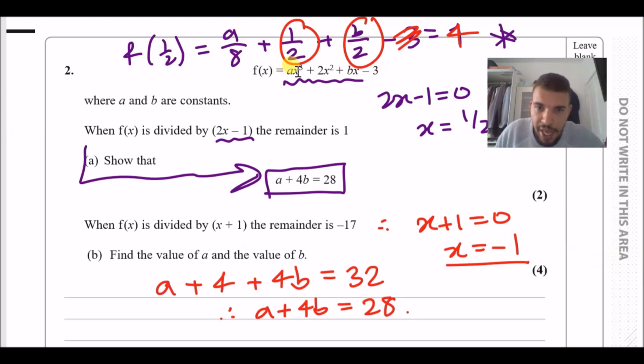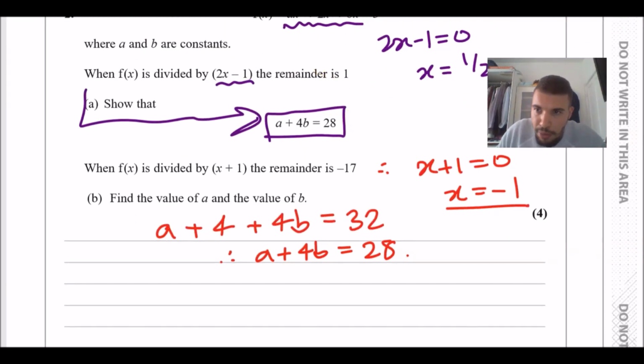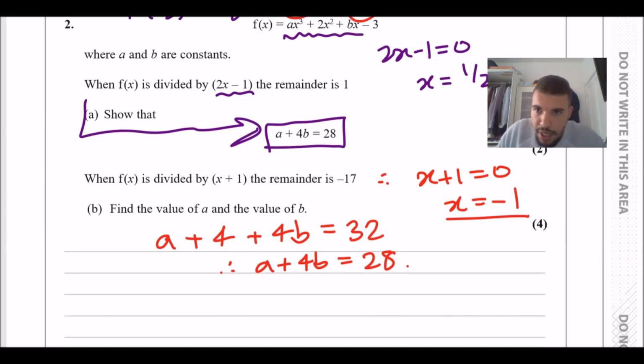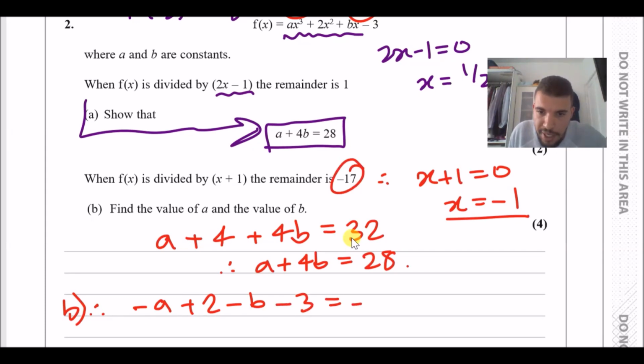So replacing x with minus 1 in x cubed, so I'm going to go down a bit. Yep, that should be okay. Okay, so part B. We're going to have minus a. Now replace minus 1 in the x squared, it becomes positive 1, so 2 times 1 is plus 2. You can put this on your calculator, just the normal numbers. bx becomes minus b. And then minus 3, and it must equal a remainder of minus 17.